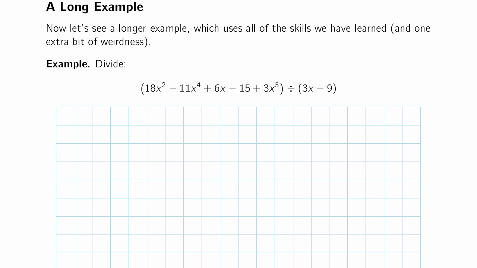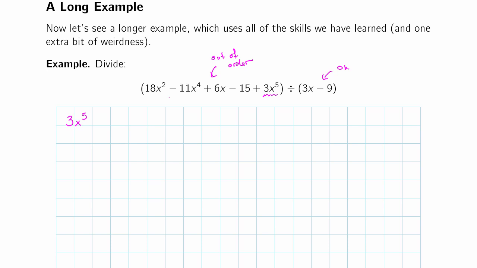So, before I set up my long division, I need to make sure that I've written my polynomials in descending order and filled in any holes. I see that this polynomial is okay, but this one is out of order. So I'm going to start by writing that in order. Looking at all of the terms, I see that this one has the highest degree. It's an x to the 5th. So I'll have a 3x to the 5th.